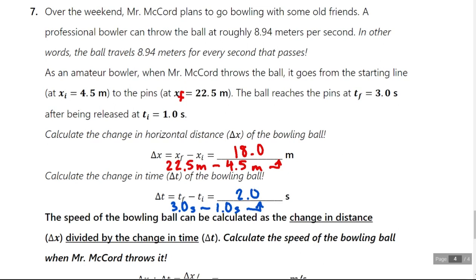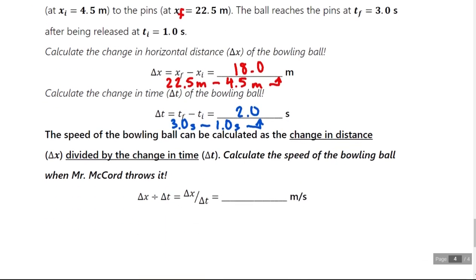Now, these two measurements on their own can tell me how far the ball went and how long it took the ball to get to that place. But I can actually put those two together. Sometimes we can combine measurements to mean something new. So in this case, I can combine my change in position with my change in time, not just to talk about how far the ball goes or how long it takes to get there, but to say how fast the ball is moving. In other words, distance per time.